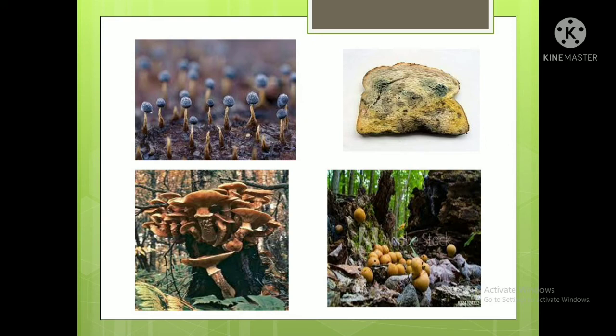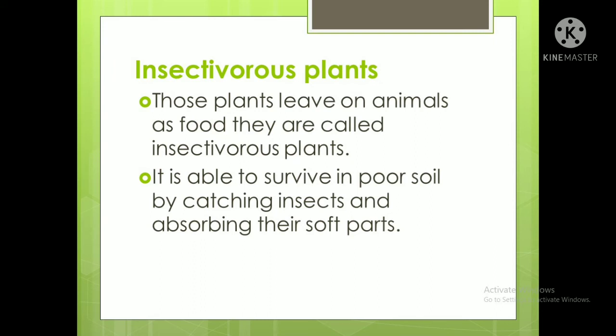Now we'll talk about some other plants. Those are the insectivorous plants. So what are the insectivorous plants? These plants live on animals as food. What will they do? These plants are so naughty, so lazy, they will not make their food. Though they look like a plant, they will not make their food. What will they do? They will eat the insects.